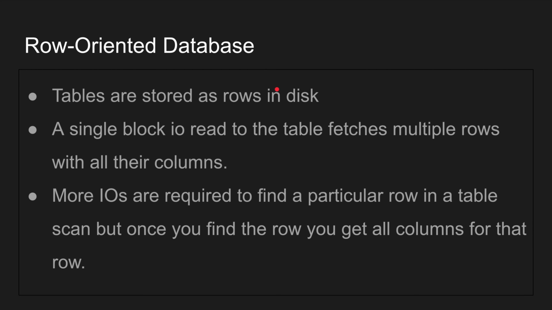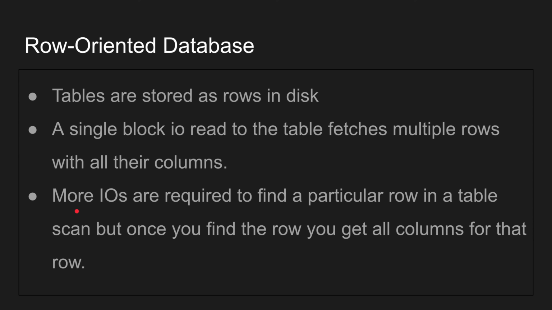Once you read that, you're going to get not only one row; you could get 1, 2, 3, 4, 5 rows in a given block. So one IO can give you 5 rows, with all their columns and all their values. Whether you want them or not, you're going to get everything. You're going to get all the columns. So think about that.